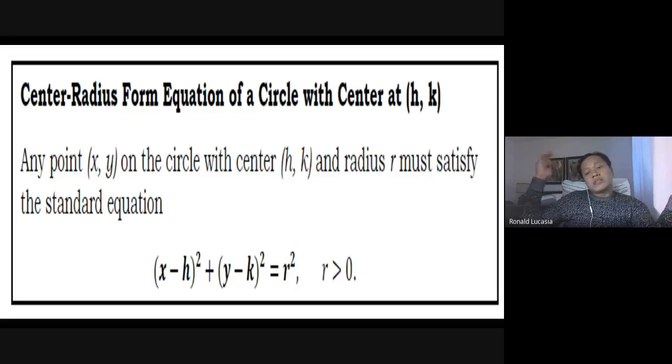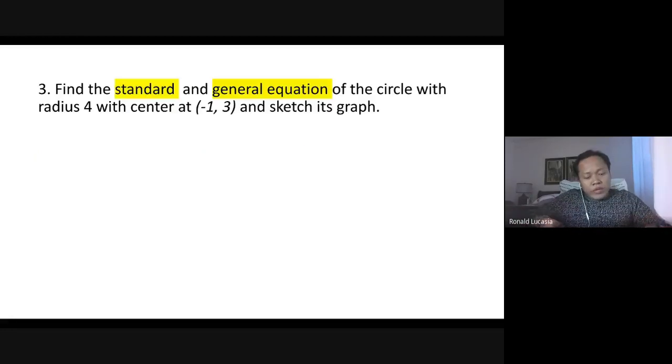Let's try this. So when the circle is at the origin, basically the center is at (0, 0). But what will happen now if the center of the circle is no longer at the origin? So we will be using there the h and k form, which is (x minus h) quantity squared plus (y minus k) quantity squared is equal to r squared, and our radius must be greater than 0. So how do we do it? So we'll be finding two forms of the equation of the circle. The first one is the standard form, and the second one is the general form.